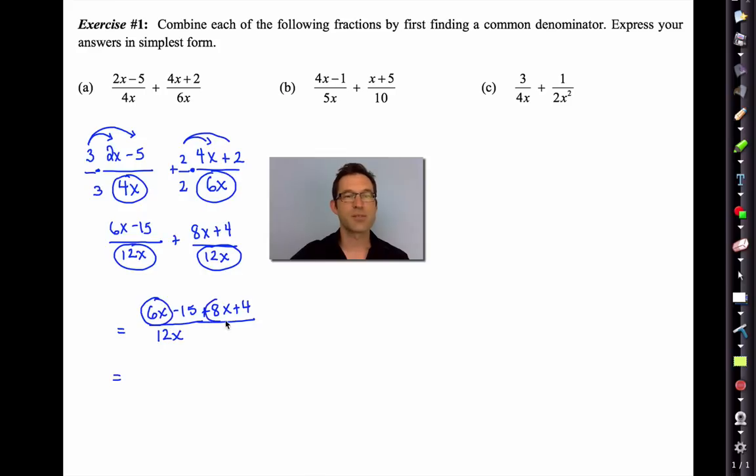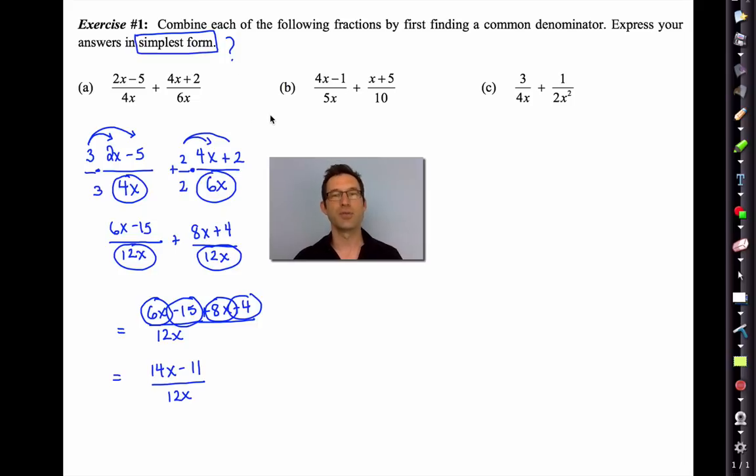I've got 6x plus 8x, which is 14x, negative 15 and positive 4, sorry about that, which is negative 11, all divided by 12x. I just added those fractions. There's only one final question I have to answer for myself. Is this fraction in simplest form? Right? Could I reduce that?